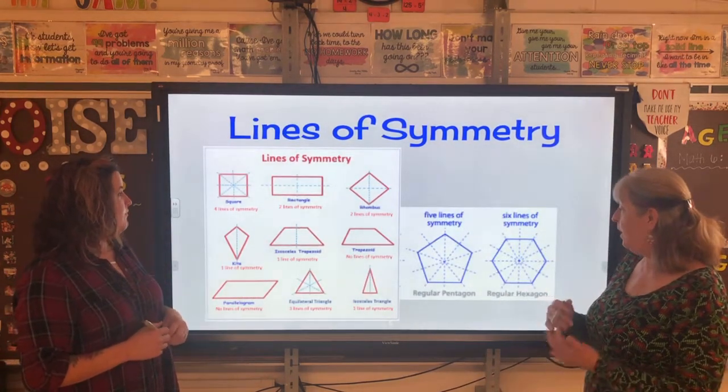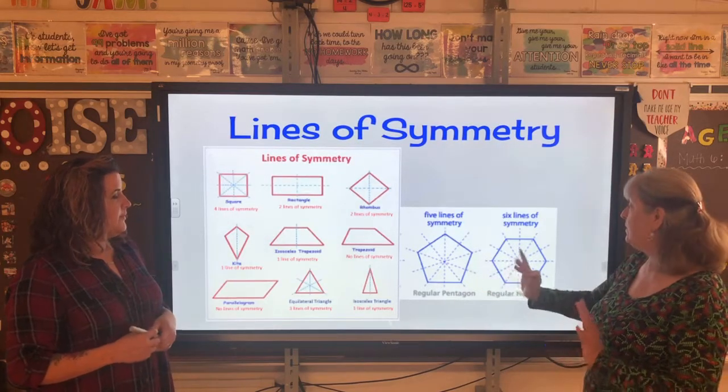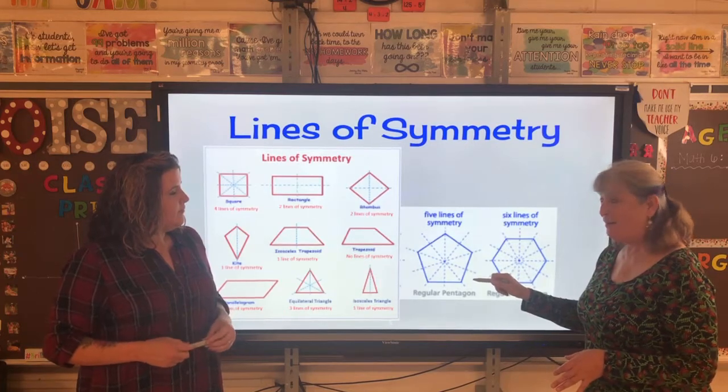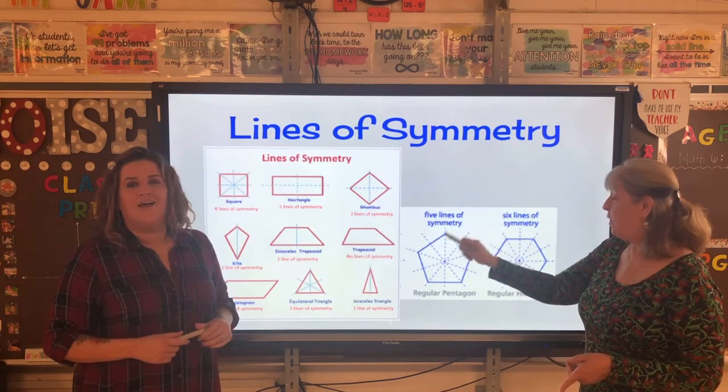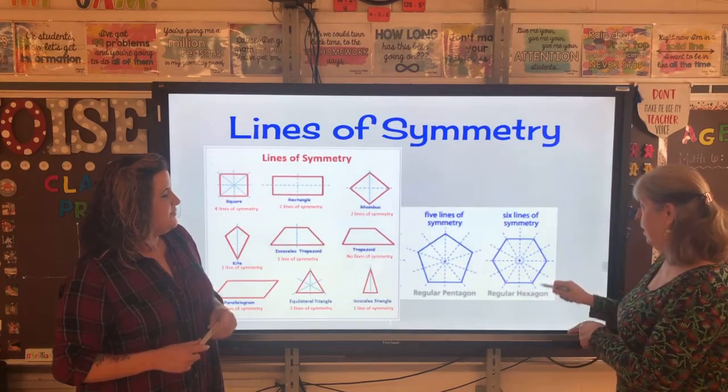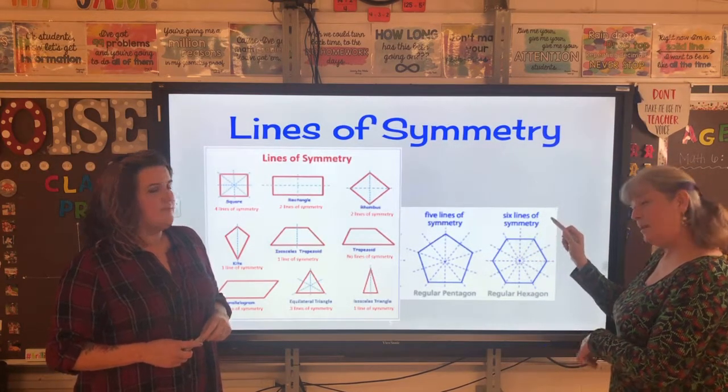Now regular polygons, a really cool thing is that if you're a regular polygon, the number of sides is the number of lines of symmetry. So a pentagon, 5 sides, 5 lines of symmetry. A hexagon, 6 sides, 6 lines of symmetry.